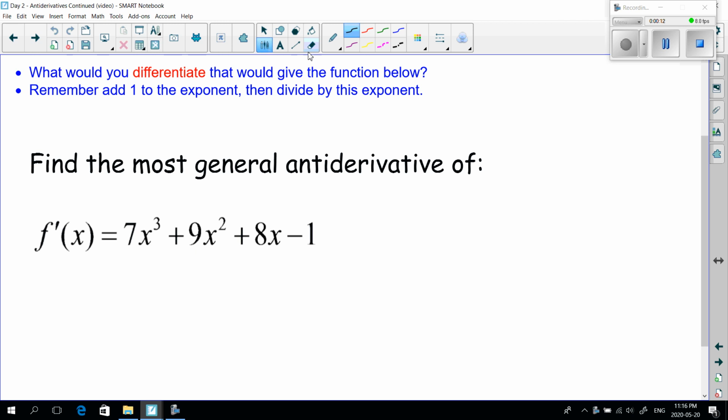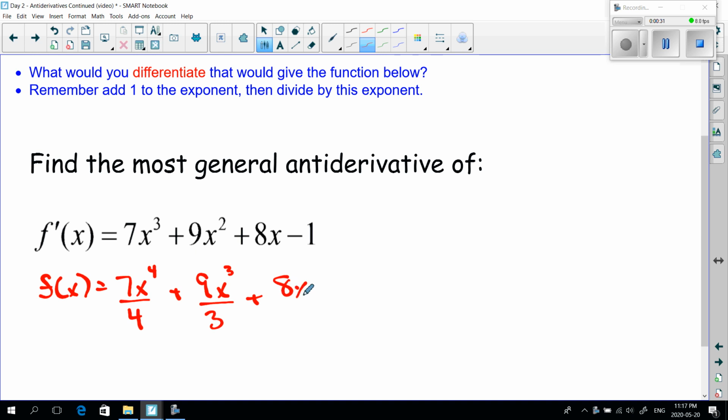So they give us f prime x. They want us to find f of x. Remember, the rule is to add 1 to the exponent. So 3 becomes 4, divide by the new exponent. Add 1 to the exponent, 2 becomes 3, divide by the new exponent. Add 1 to the exponent, 1 becomes 2, divide by the new exponent, and the antiderivative of a constant would be 1x, or kx. So the antiderivative of negative 1 would be negative 1x. Don't forget your plus c.